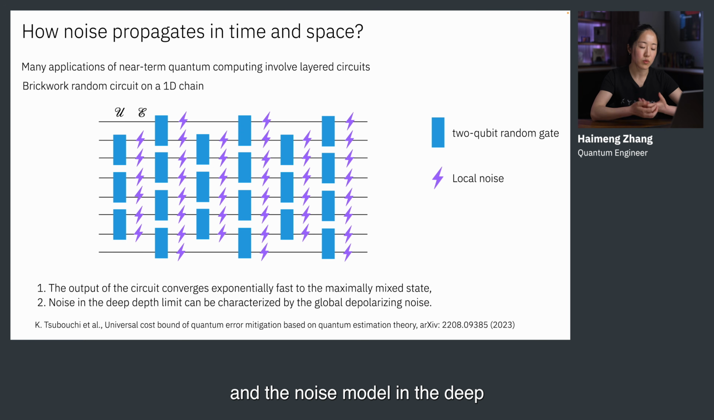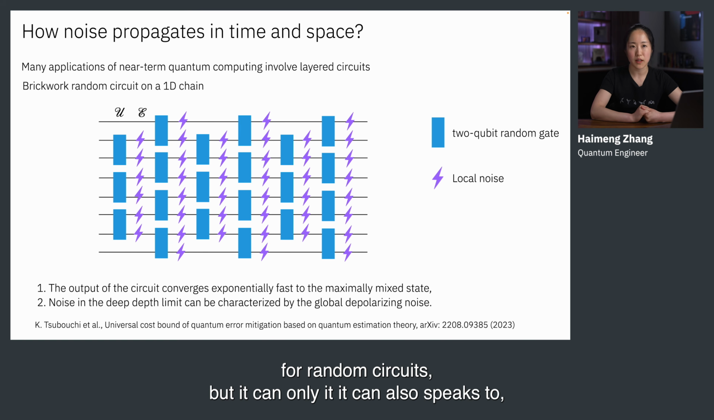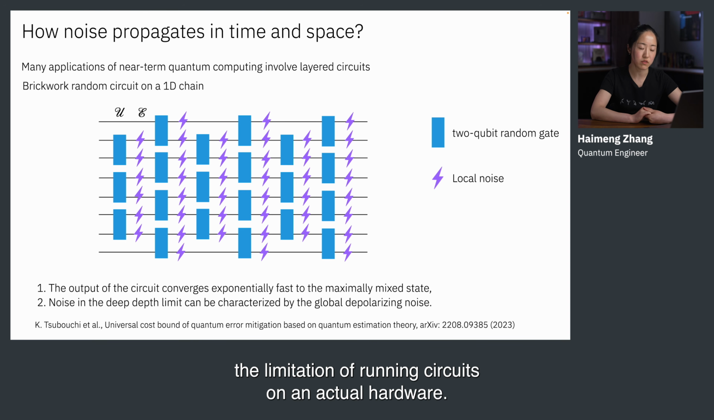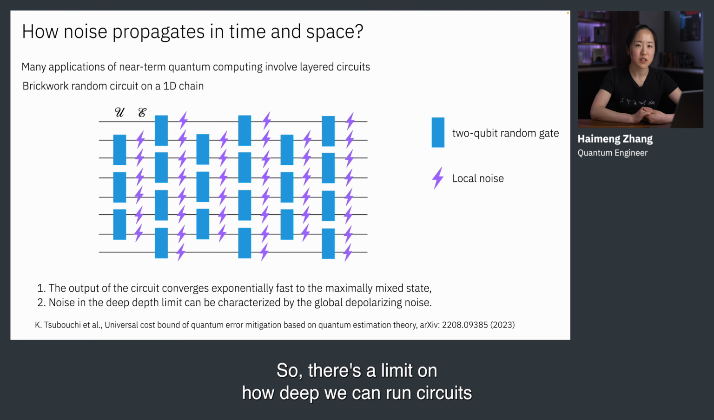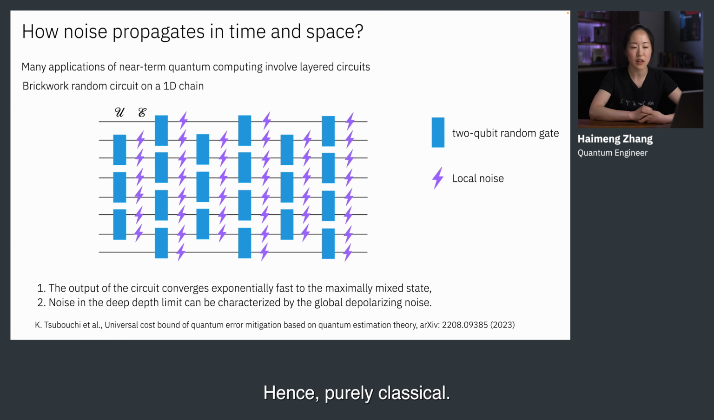And the noise model in the deep circuit regime can actually be very well approximated by global depolarizing noise. Although this is only true for random circuits, it also speaks to the limitation of running circuits on actual hardware. There's a limit on how deep we can run circuits before a quantum state becomes the maximally mixed state, hence purely classical.